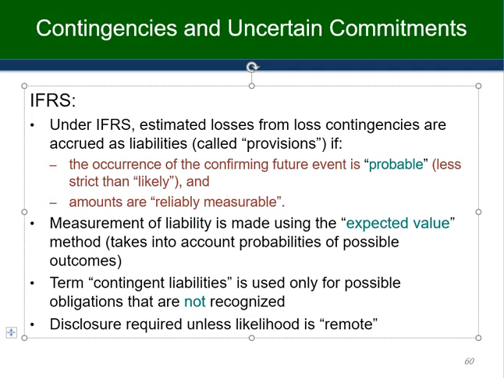The expected value assigns weights to the possible outcomes according to their associated probabilities if a range of possible amounts is available. Unless the likelihood of needing future resources to settle a contingent liability is remote, disclosures are required about the nature of these uncertain amounts, and if practicable, an estimate of the financial effect, information about the uncertainties related to the amount or timing of the cash flows, and whether any reimbursements are possible.